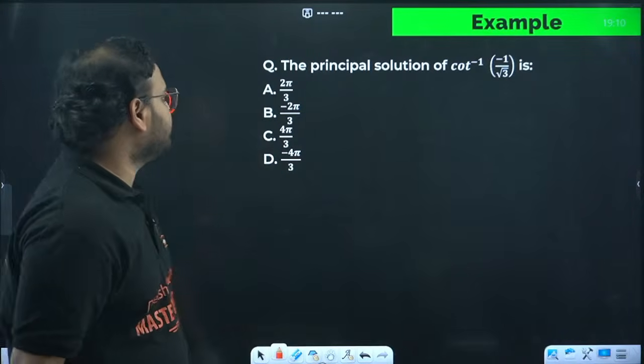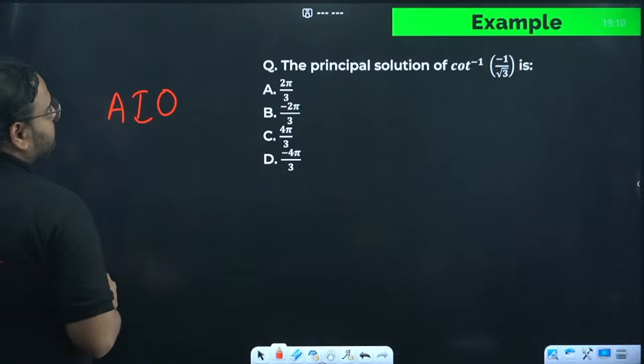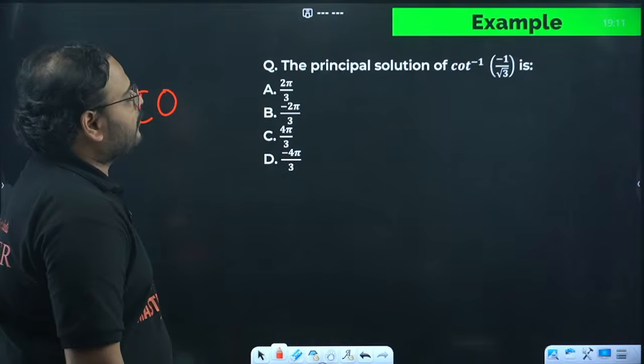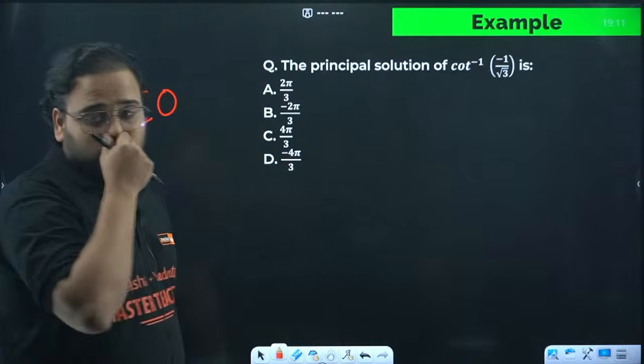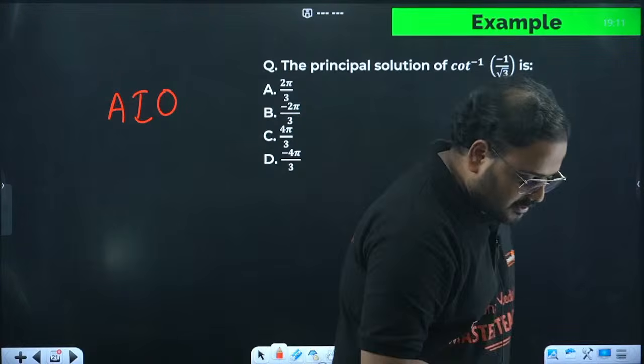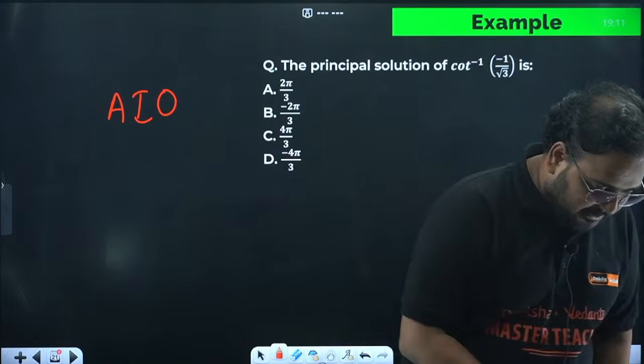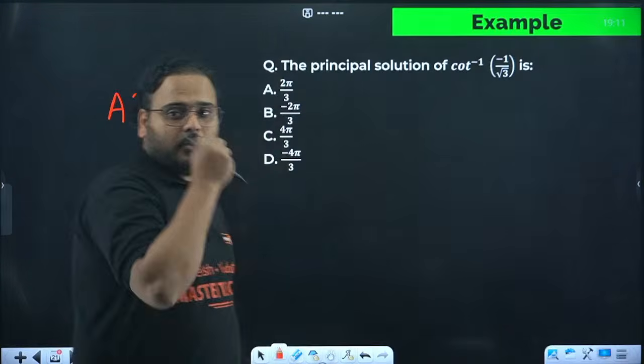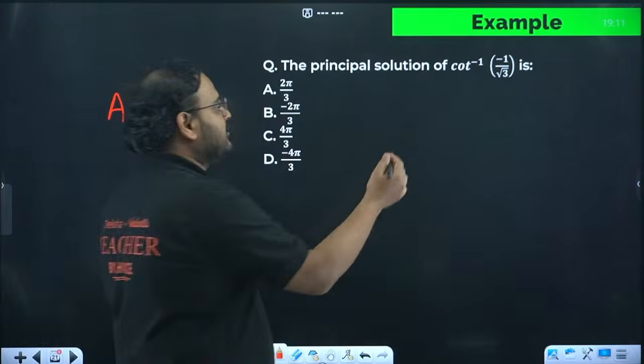Don't worry about that. Let's solve this question first. The principal solution of cot inverse of -1 by root 3. If you can answer me this question, it would be better. Please try. Cot inverse of -1 by root 3 will be what? We just solved a similar one right now.